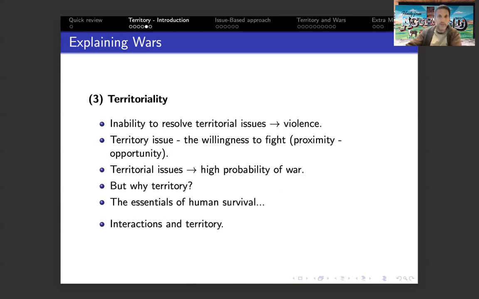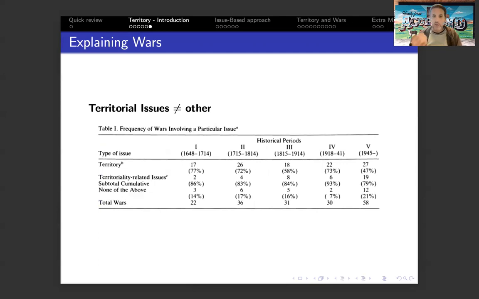Now, to test those kinds of arguments, he uses empirical data on wars between 1648 and 1949, and he breaks them down into different historical periods, showing that disputes that revolve around territorial issues were more likely to lead to war. So you see here, for example, during the vast majority of the 19th century, a total of 84% of the wars revolved around territorial issues. Similarly, for the first half of the 20th century, about 93%, and 80% of the total wars that took place in the second half of the 20th century.